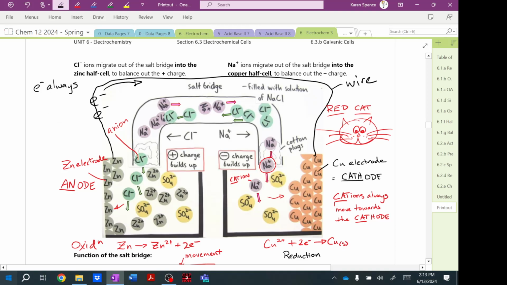Always move from the anode, because oxidation is losing electrons, to the cathode. And if you forget that, electrons move in alphabetical order from A towards C. From A to C. Is good? Okay.